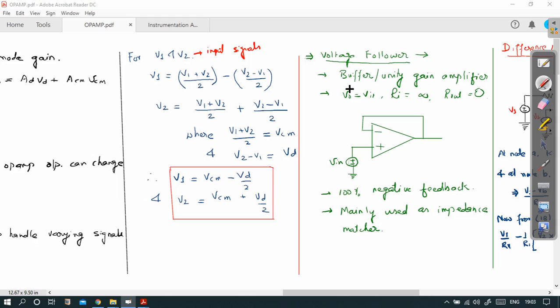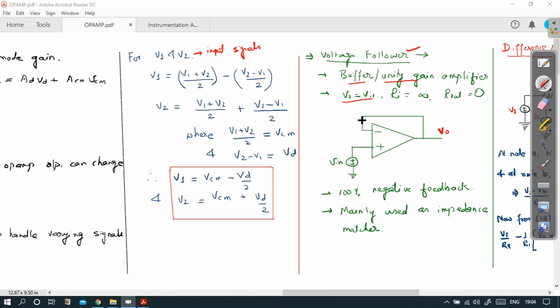This is the basic buffer, also called a unity gain amplifier or voltage follower circuit, where the output voltage follows the input voltage. Here the output voltage V0 follows the input voltage Vin, so V0 will be equal to the input voltage. The input impedance is infinite and the output impedance is 0. So it's a buffer which can be used wherever the need arises in a big circuit.